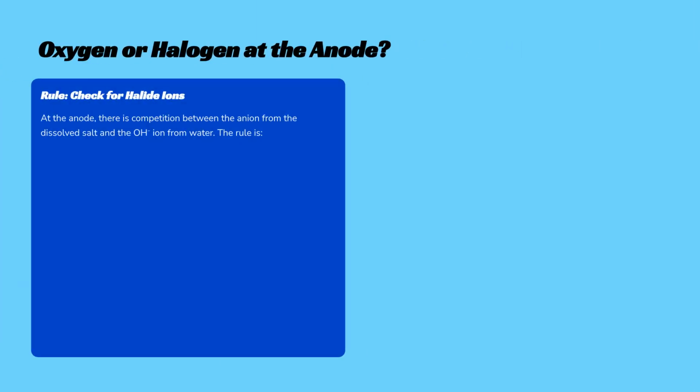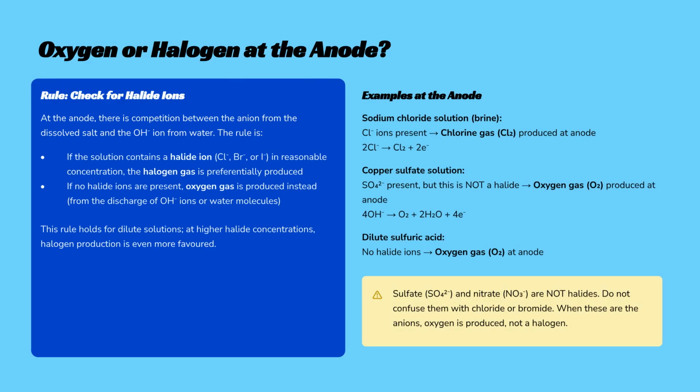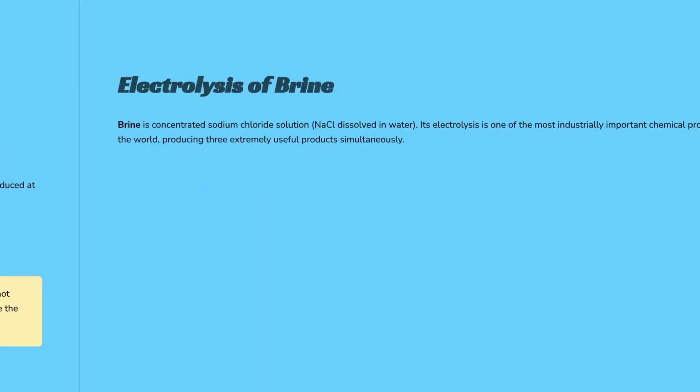At the anode, the salt's anion competes with OH⁻ ions. If halide ions are present, the halogen gas is preferentially produced. If no halide ions are present, oxygen gas is produced from the discharge of OH⁻ ions or water molecules.